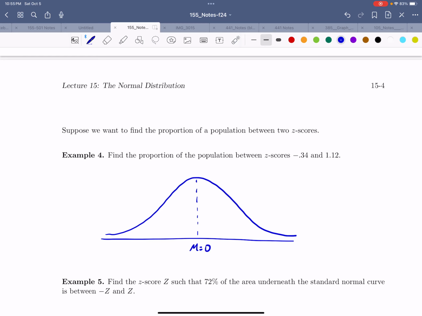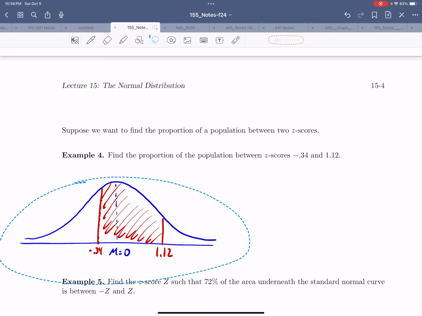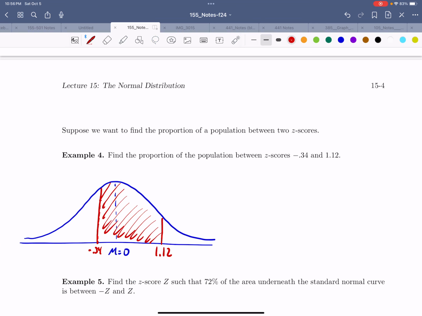And suppose we want to find the proportion of the population between, maybe I should just draw, let's just make this solid, negative 0.34 and right here, which is 1.12. So I want to find the proportion of the population, or how much area is under this curve between these two values. Now, you can use the z-table. Frankly, for this, I'm just going to use Minitab because I think it's easier.